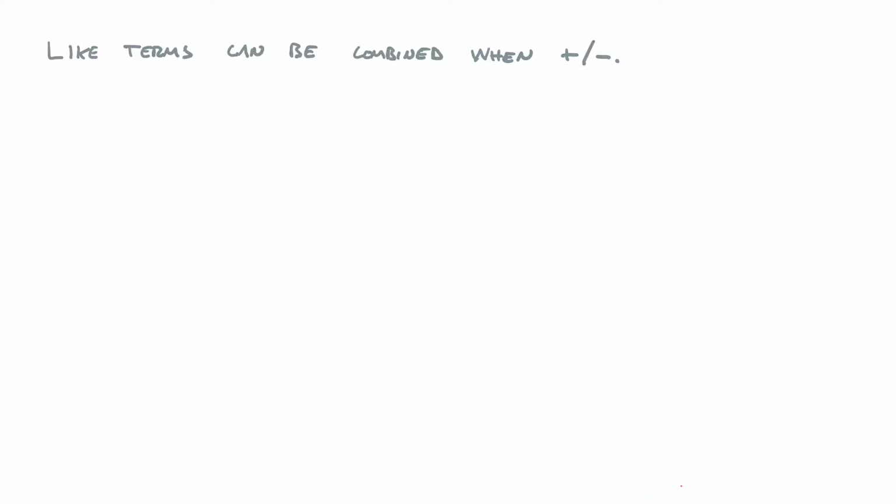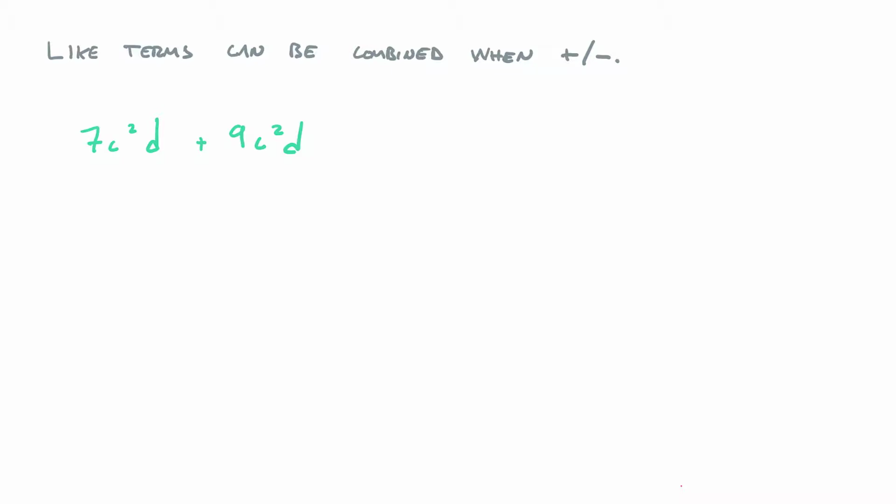Now, the whole point of knowing whether or not you're looking at like terms is because when you have a string of terms that are being added or subtracted, sometimes you can combine. Really, always you can combine like terms with addition or subtraction. So for example, 7c squared d plus 9c squared d, right? These are the like terms we were just looking at. You can add these terms together.